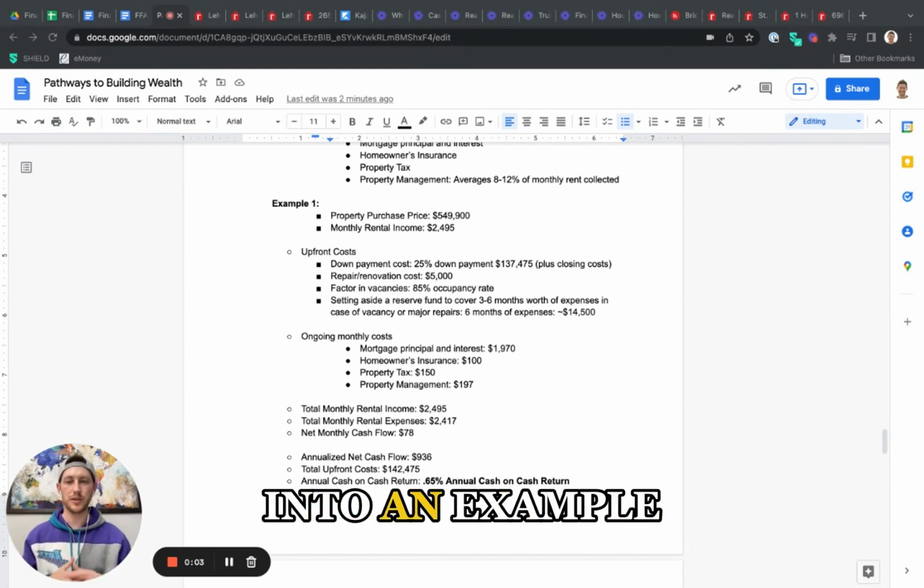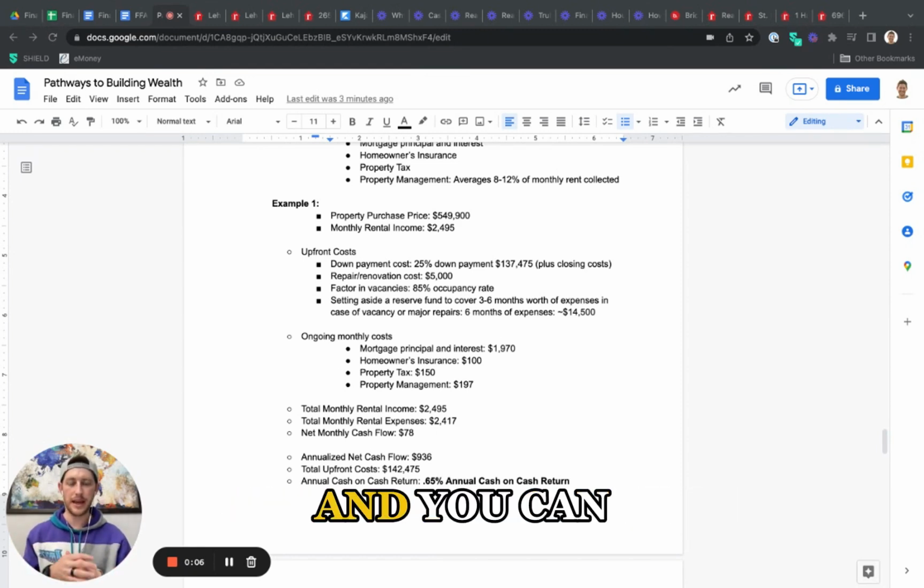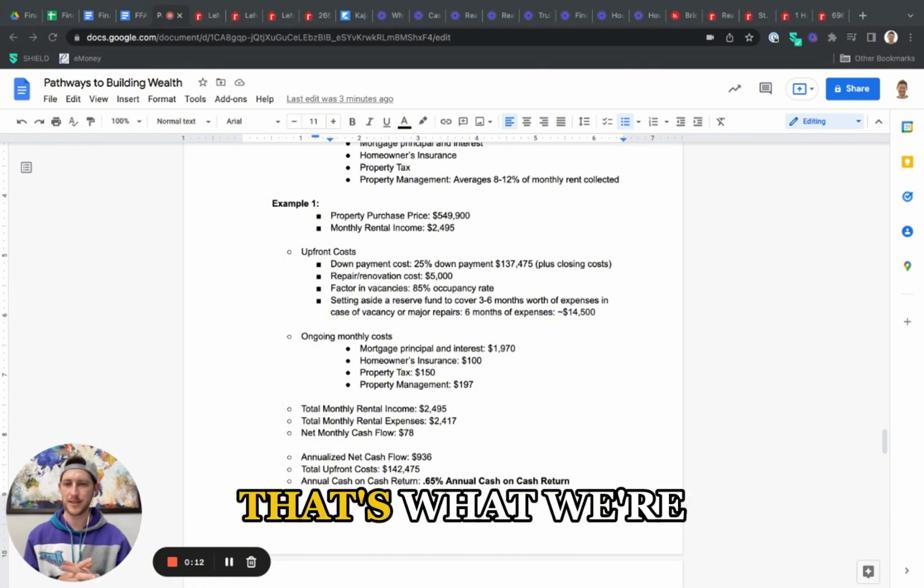We're going to dive into an example of how to analyze a property, and you can do this really quickly. So if you are intent on finding a property, you can do it quickly, throw the numbers together. That's what we're going to look at now.